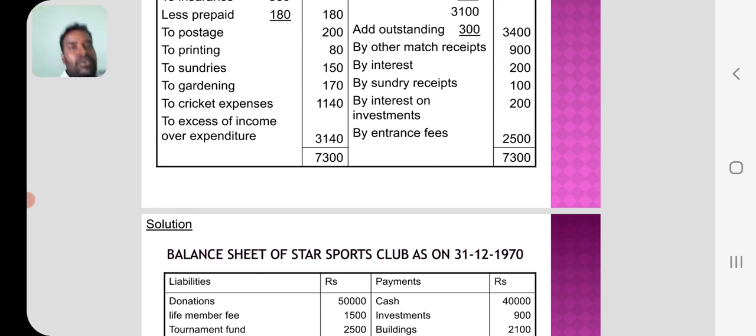We do not use the word profit. The word profit is used in the profit and loss account; here we use the word surplus, excess of income over expenditure.